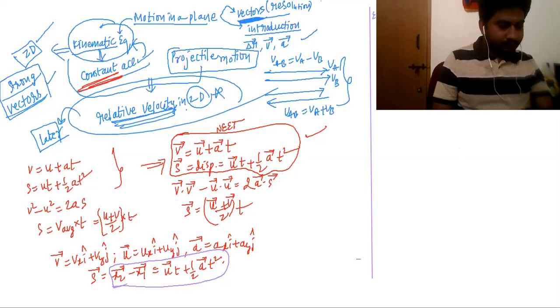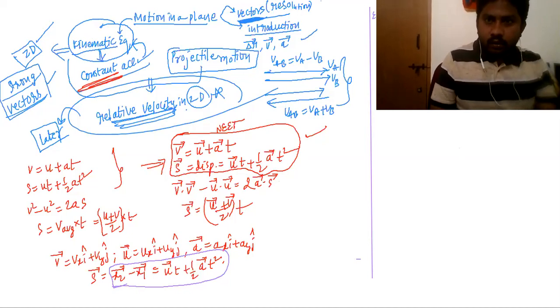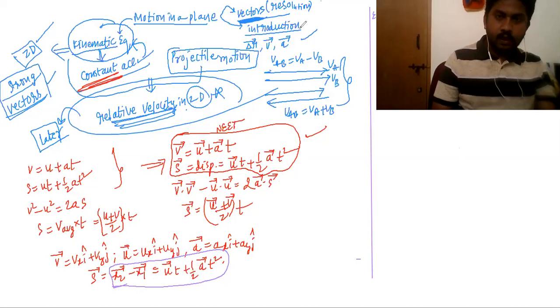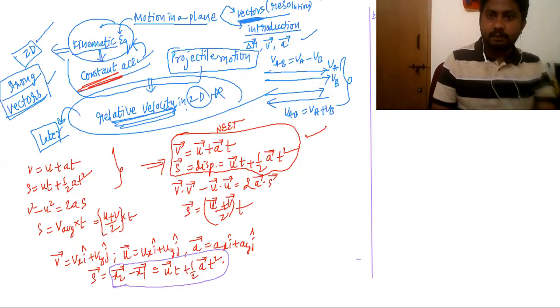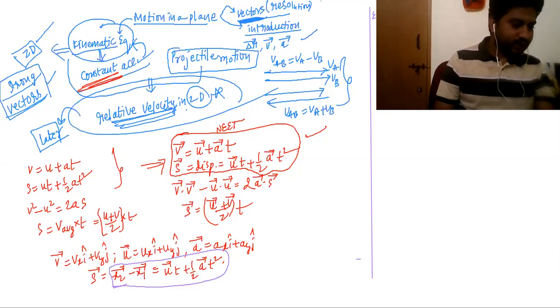Given example, velocity and accelerations are given at time t is equal to 0. Given velocities are u bar is equal to 2i cap plus 3j cap meter per second. And acceleration values are given like this, 4i cap plus 2j cap, meter per second square. So these two values are given.